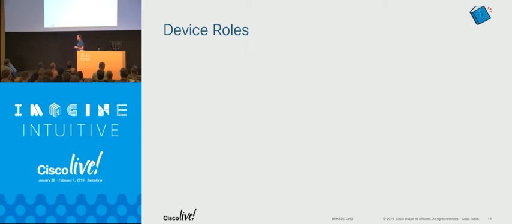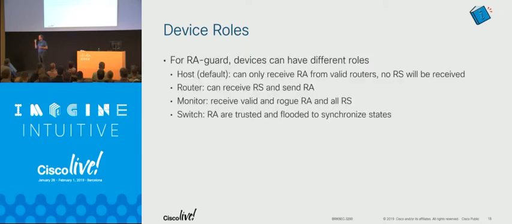Something important, for each feature, specifically for RA Guard, you will have different device roles. You will apply a policy to some specific device role and devices. For instance, host, by default, will receive no router solicitation. So they will not know whether another host in the same VLAN is trying to get an RA. That's only one good point. And it will receive only a valid RA. So by the way, if you apply a policy with device role host to the complete VLAN, it will not work.